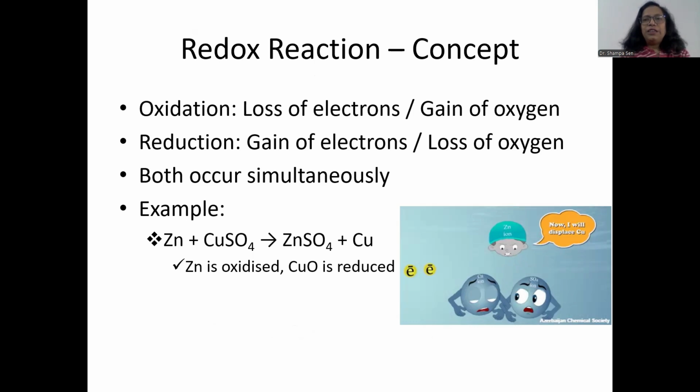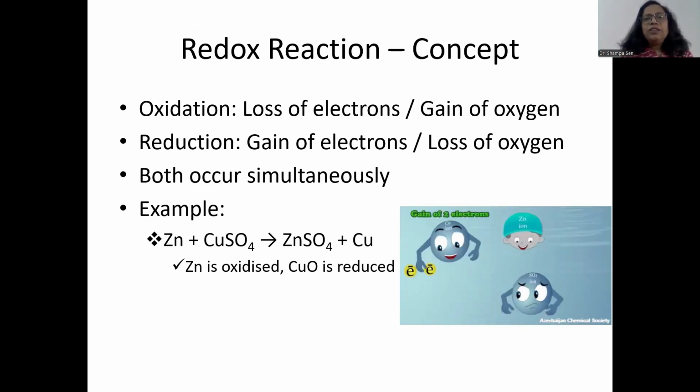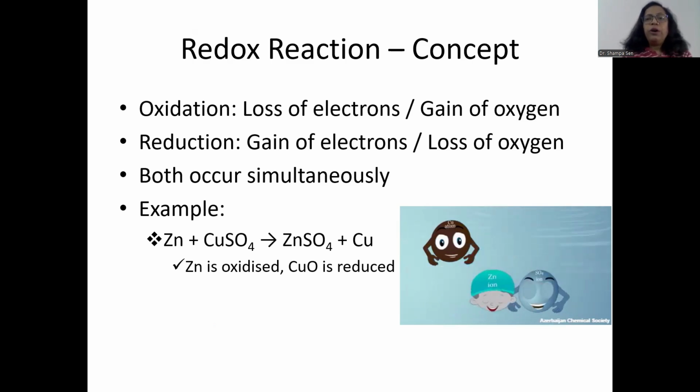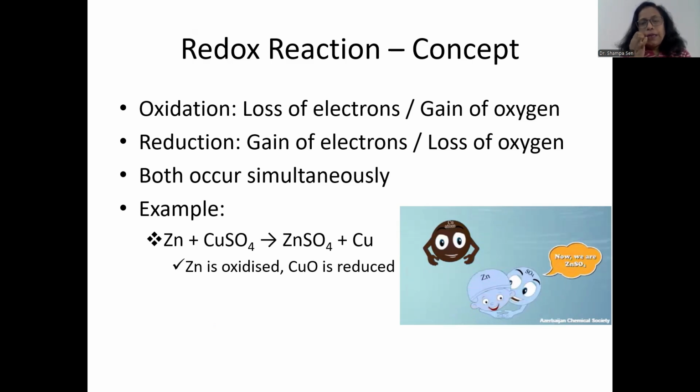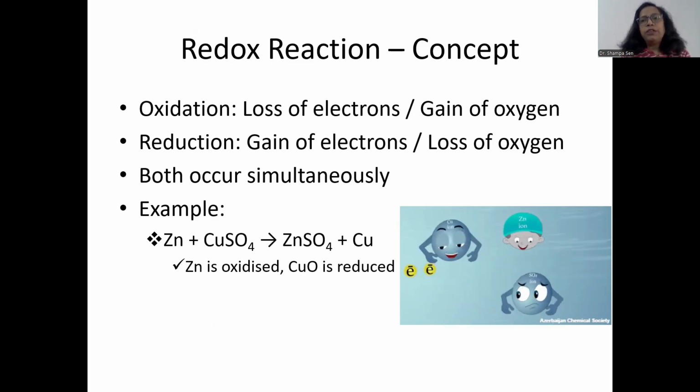Then redox reaction. What is meant by this? Redox is formed by two different words, reduction and oxidation. Oxidation means loss of electrons or gain of oxygen. Reduction is gain of electrons or loss of oxygen. And this oxidation and reduction, they both occur simultaneously in the same reaction. That's why we call it redox reaction.